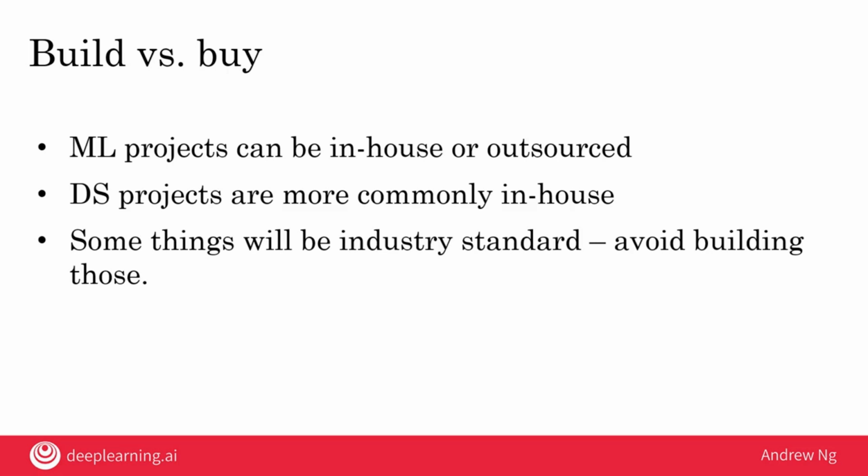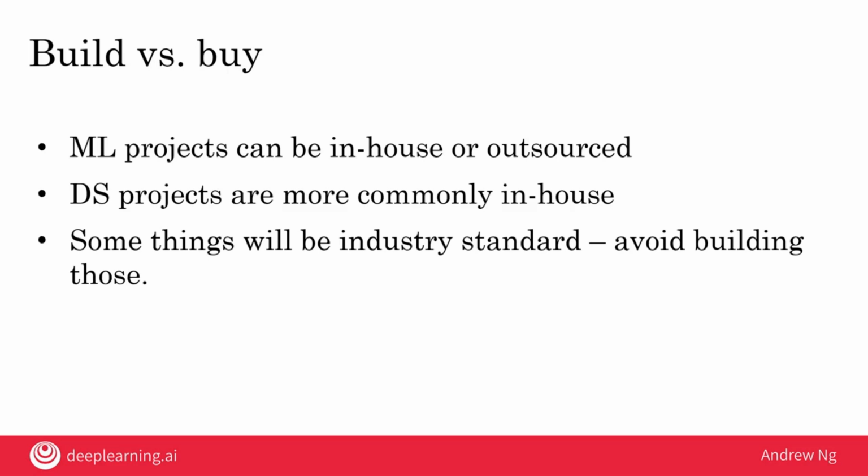Finally, in every industry, some things will be industry standard, and you should avoid building those. A common answer to the build versus buy question was build the things that are going to be quite specialized to you or completely specialized to you, or that allow you to build a unique defensible advantage. But the things that will be industry standard, probably some other company will build, and it'll be more efficient for you to just buy it rather than build it in-house.